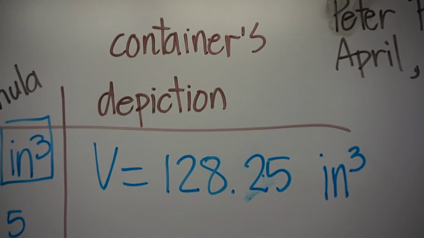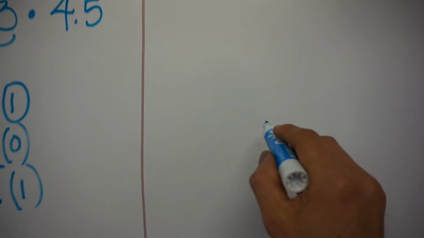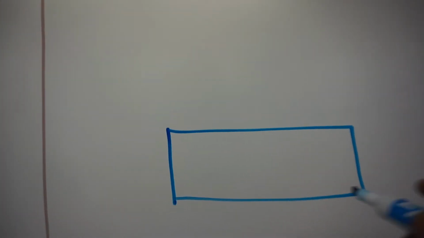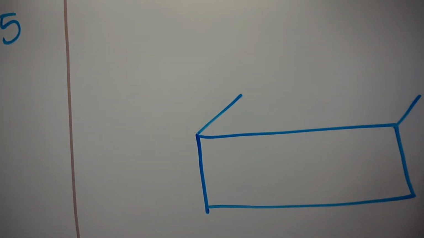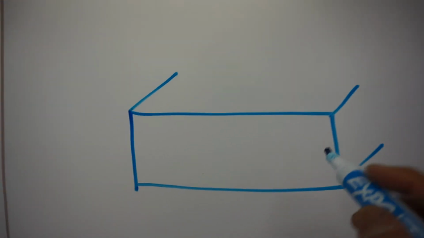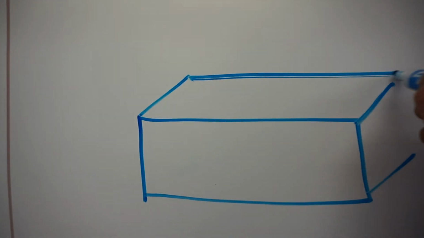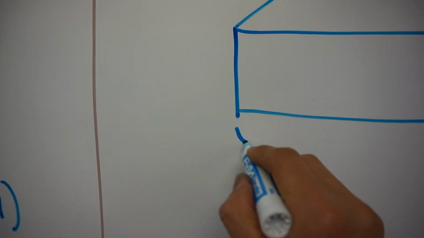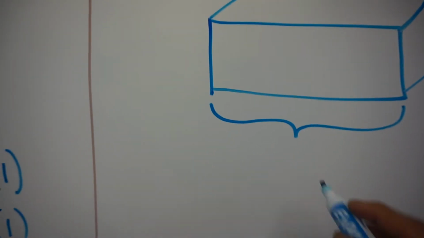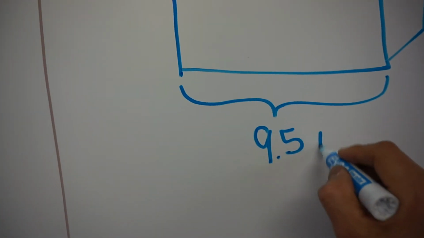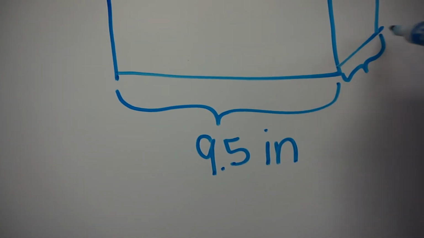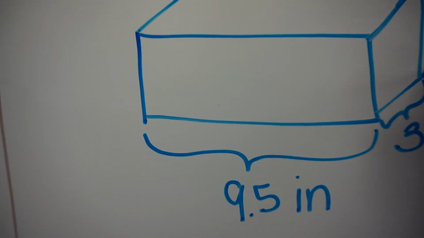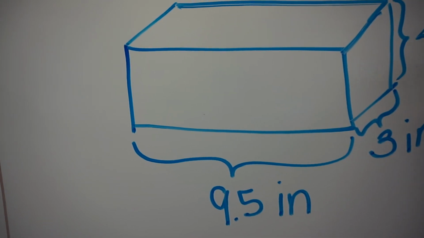Now it says you have to write a container's description. Well, let's just do that. So I know my box of waffles has one face like that. And then I have to make it look like a prism. So that's how you do a prism right here. We stretch these lines this way. I don't have to draw the waffles on it, but I can write the dimensions. 9 and 5 tenths inches will be the length. The width will be 3 inches. And the height will be 4 and 5 tenths inches.